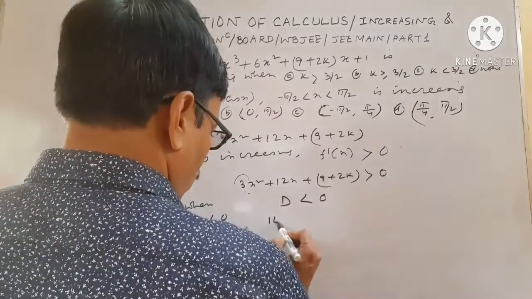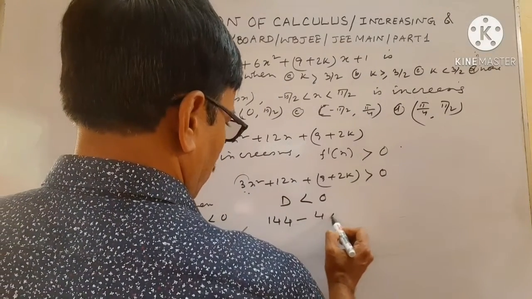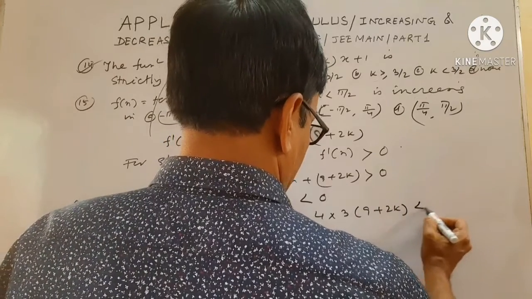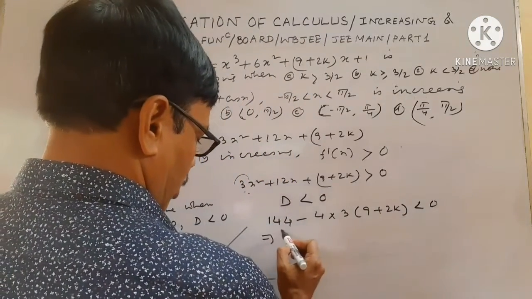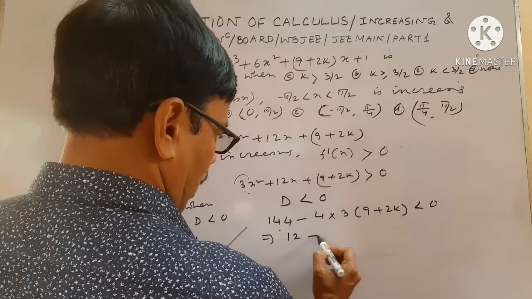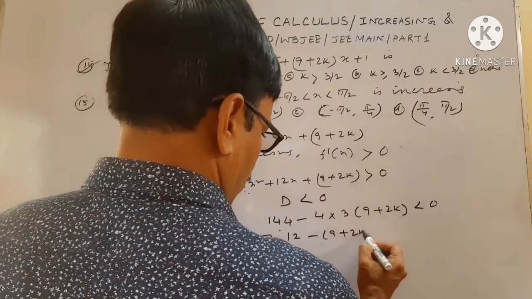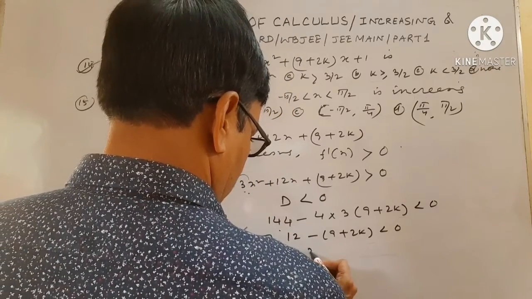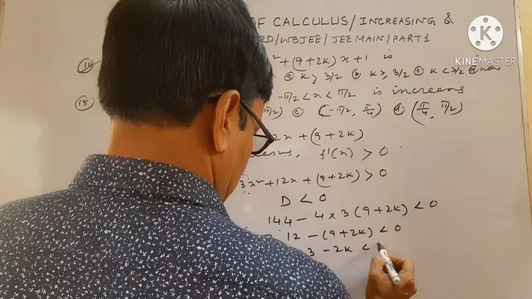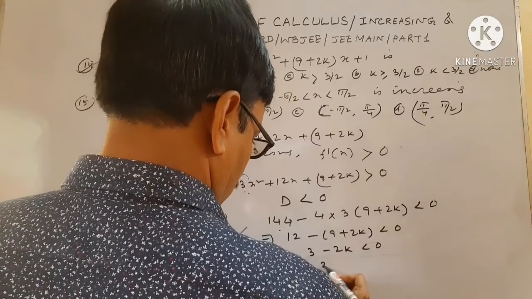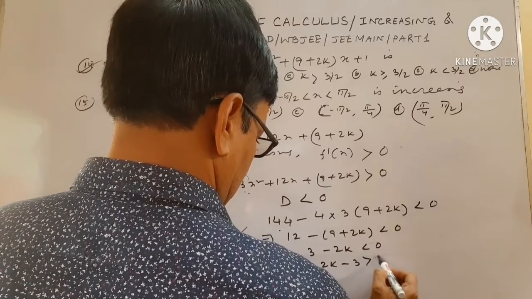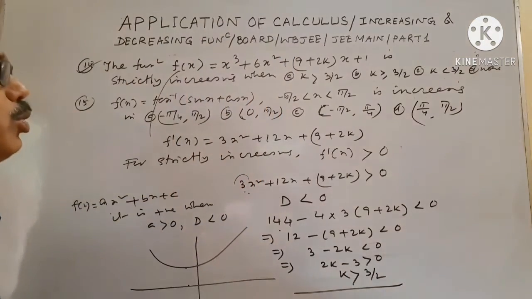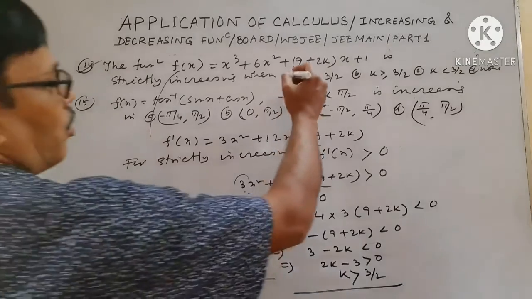What is d? 144 minus 4 into 3 into (9 plus 2k) less than 0. Divide by 12. So 12 minus (9 plus 2k) less than 0. So 3 minus 2k less than 0, so 2k minus 3 greater than 0. So k greater than 3 by 2. So option A.